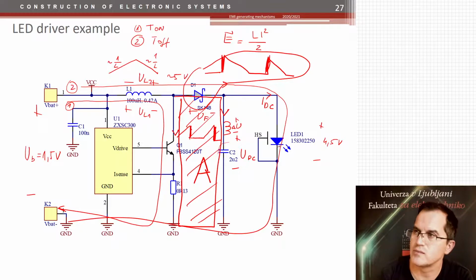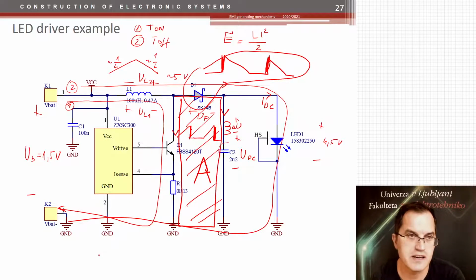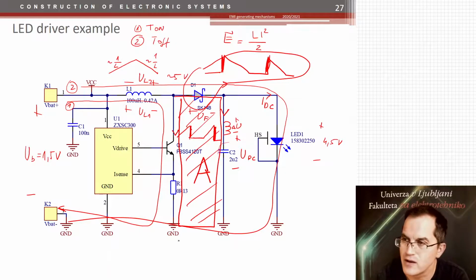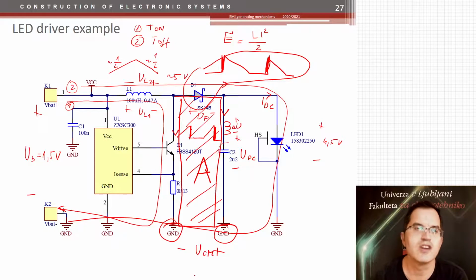Current generated common mode noise, as the first one, is here, running through these loops. And where do we have AC current, high frequency current? From this point to this point here. So here we can have voltage drops of common mode noise on the ground, which would then generate high frequency interference.